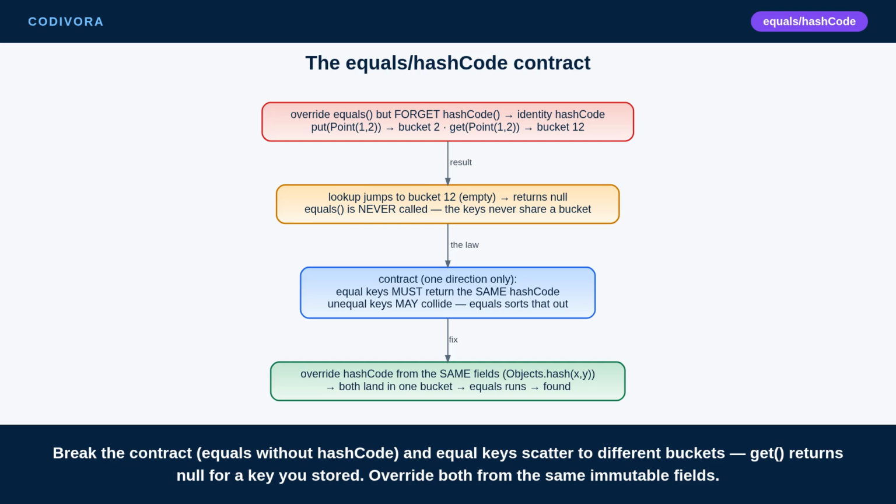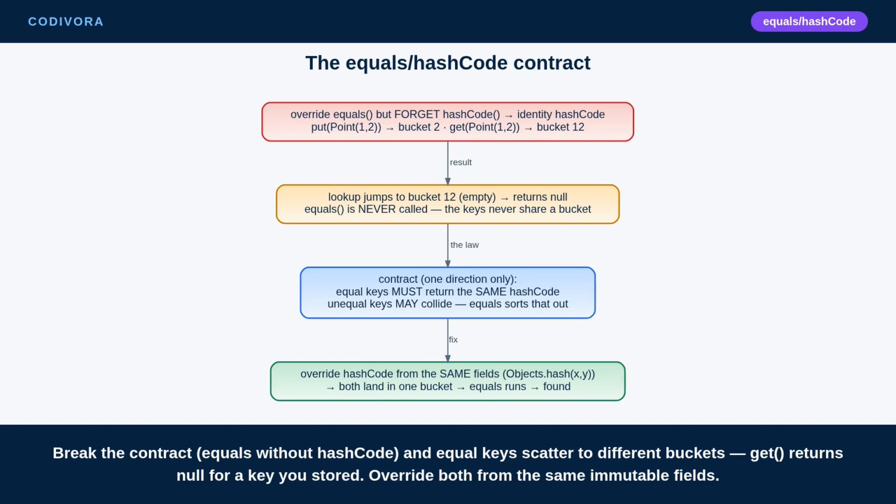A trap that fails silently. A lookup is 2 steps. Hash the key to a bucket, then call equals inside that bucket. Now suppose you override equals but forget hashCode. Your two logically equal points get Java's identity hash code, which is based on memory address, so they compute different buckets. You put the entry in bucket 2, then get computes bucket 12, finds it empty, and returns null. Equals is never even called because the keys never meet in the same bucket.